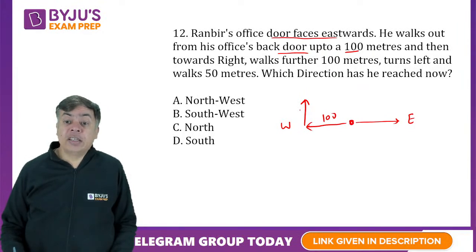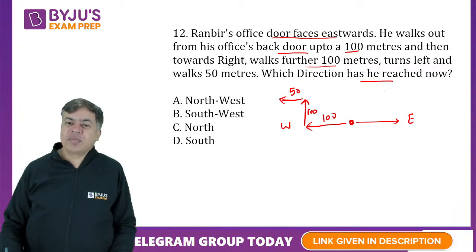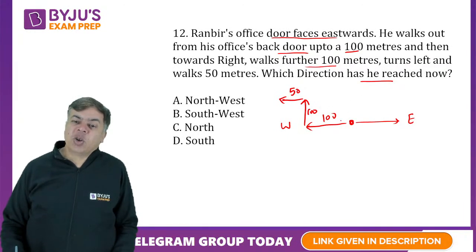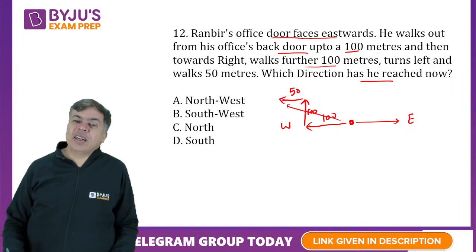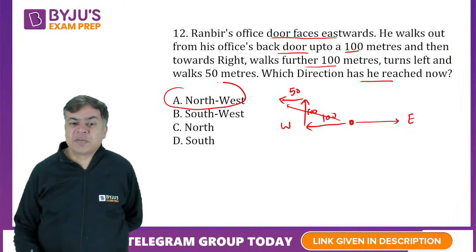Okay, no, there is a change here. See, he walks further 100 meter and turns left and walks 50 meter. But the direction is the same. Which direction has he reached now? Actually, it is from the starting only. Then you will say northwest.